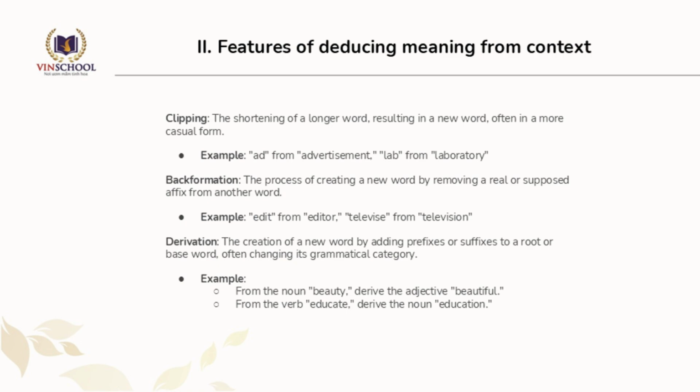Back formation is the process of creating a new word by removing a real or supposed affix from another word. For example, edit from editor, televise from television. Derivation is the creation of a new word by adding prefixes or suffixes to a root or base word, often changing its grammatical category. For instance, from the noun beauty derive the adjective beautiful. From the verb educate, derive the noun education.